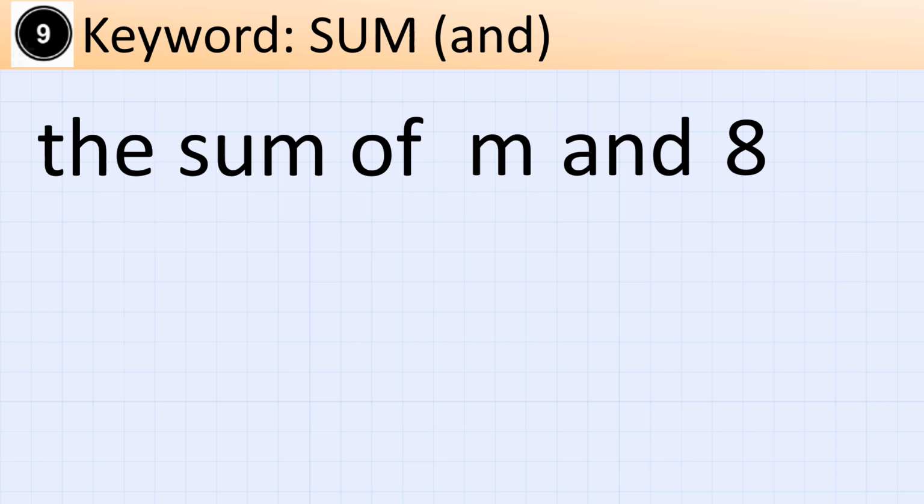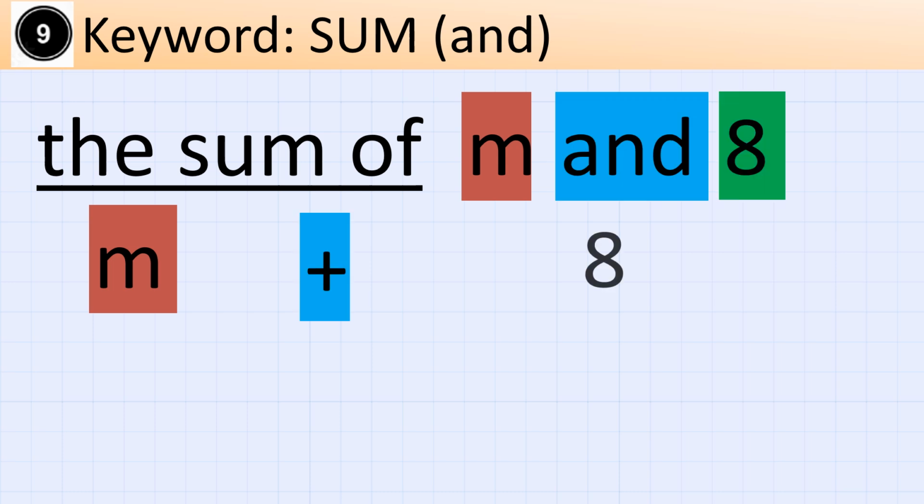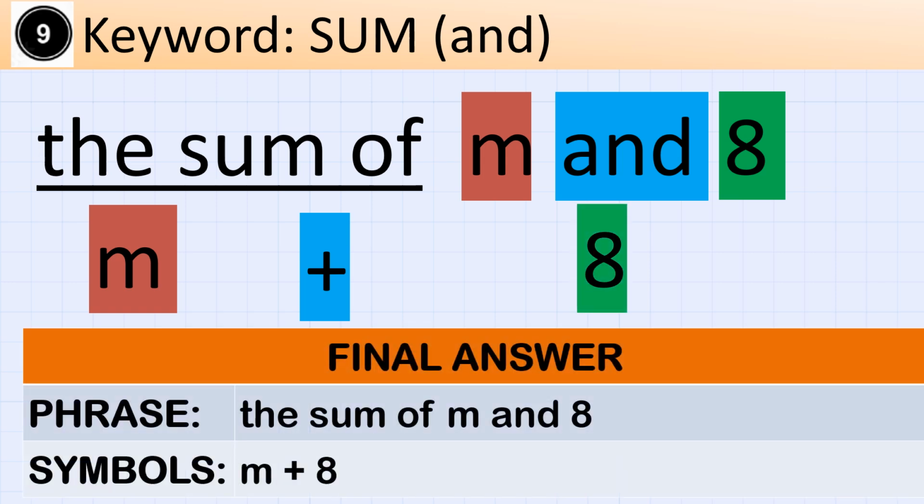Here is another keyword, sum. The word sum indicates addition. So if you encounter the word sum in a mathematical phrase, all you need to do is to translate the word and in the mathematical phrase to addition operation. Example, the sum of m and 8. So the sum of indicates addition. So we're going to add m and 8. We copy m and the word and is translated to a plus sign, and 8 we copy it. So the sum of m and 8 is translated to m plus 8, and that is our final answer.